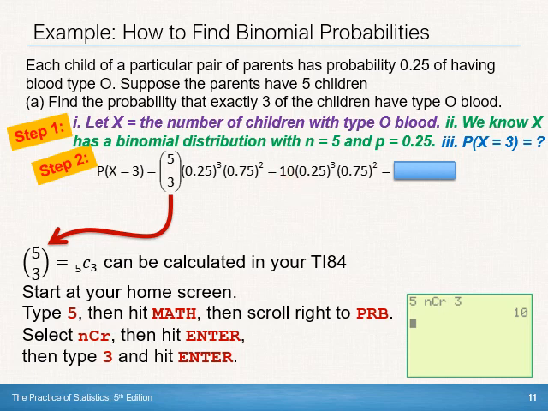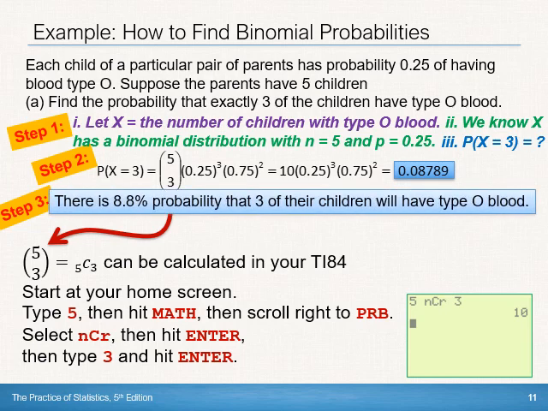And so we calculate that final value here. It's 0.08789. And now, you can round if you want to. You can say 8.8%, or you can say about 9%. That's fine. But in a full sentence, answer the question. So there's about an 8.8% probability that 3 of their children will have type O blood.